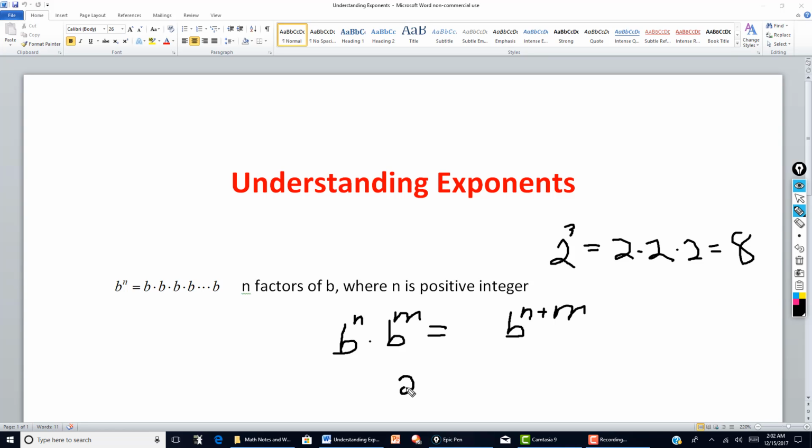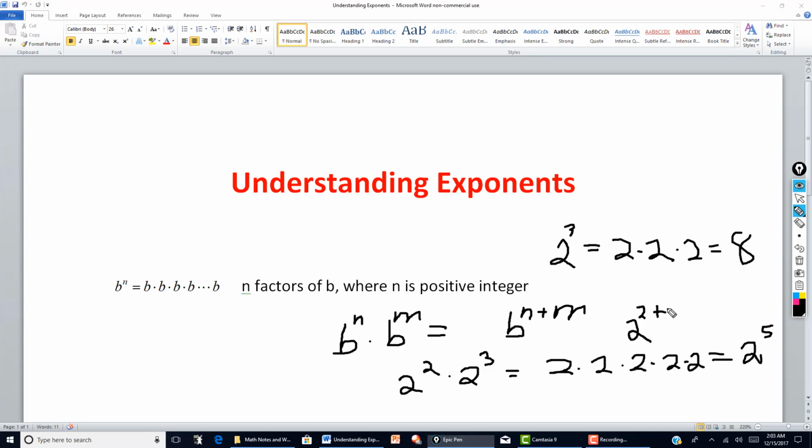Okay, so if I look at a specific one with, say, 2 to the second times 2 to the third, the base has to be the same. If I just look at this as factors, that means 2 factors of 2, that's 2 times 2, and then also multiply 3 factors of 2, so that's 2 times 2 times 2. So I got 1, 2, 3, 4, 5 factors of 2. So that's 2 to the 5th, which comes out the same as 2 to the 2 plus 3. The answer comes out to 2 to the 5th, or if we multiply those factors out, we get 32.